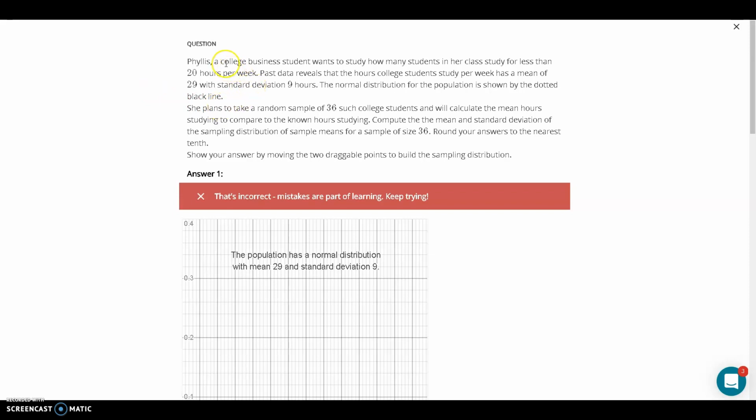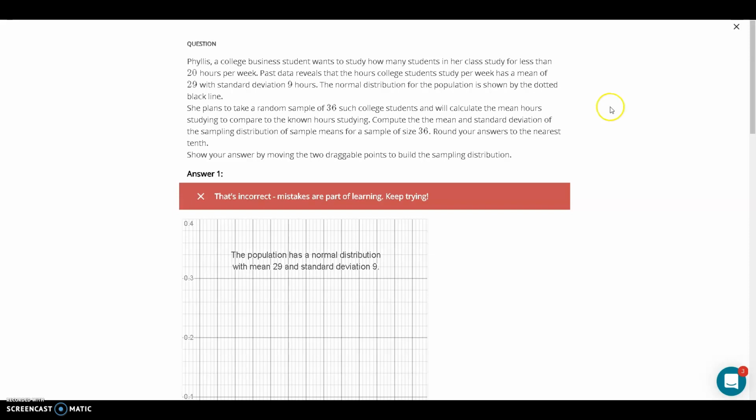The question says Phyllis, a college business student, wants to show how many students in her class study for less than 20 hours per week. Past data reveals that the hours college students study per week has a mean of 29 with a standard deviation of 9 hours. The normal distribution for the population is shown by the dotted line. She plans to take a random sample of 36 such college students and will calculate mean hours studying to compare to the known hours studying.